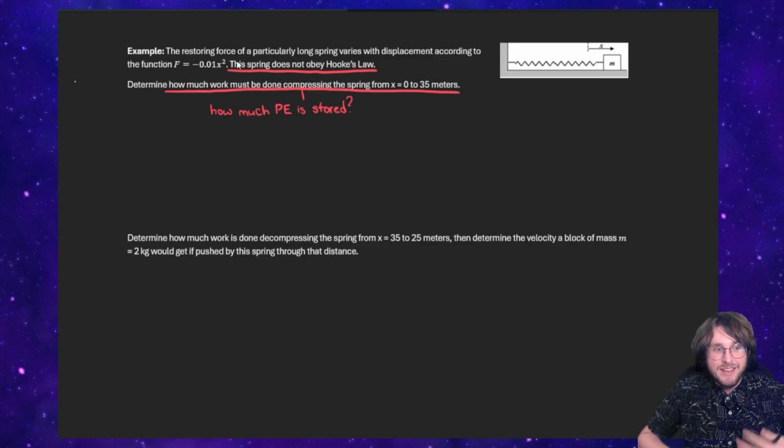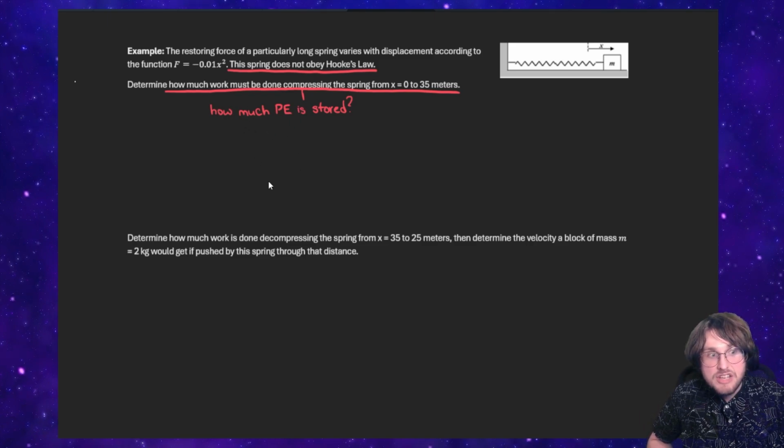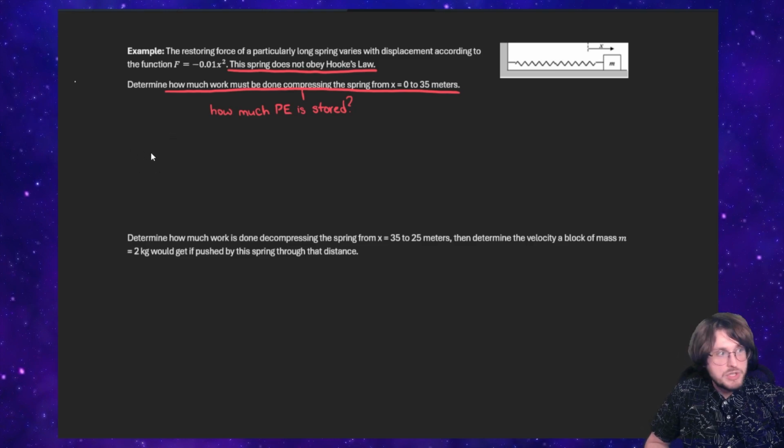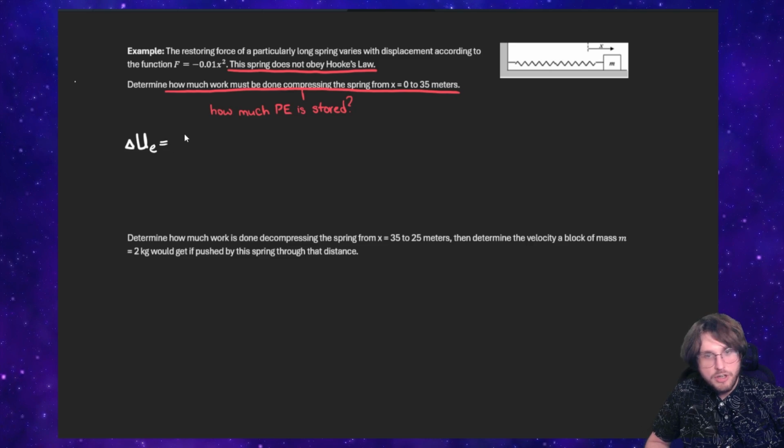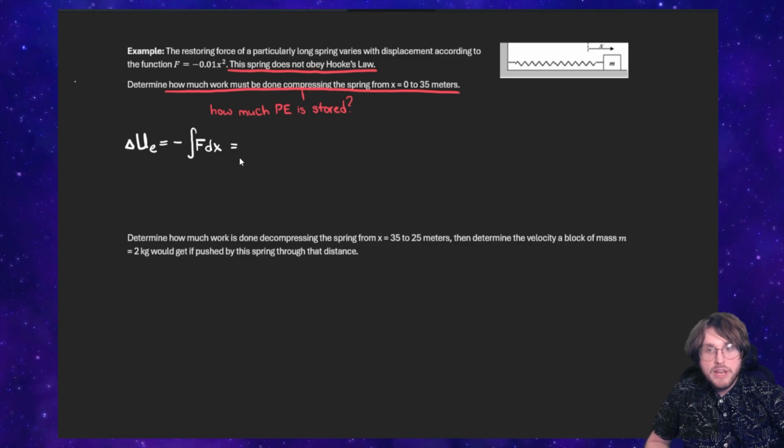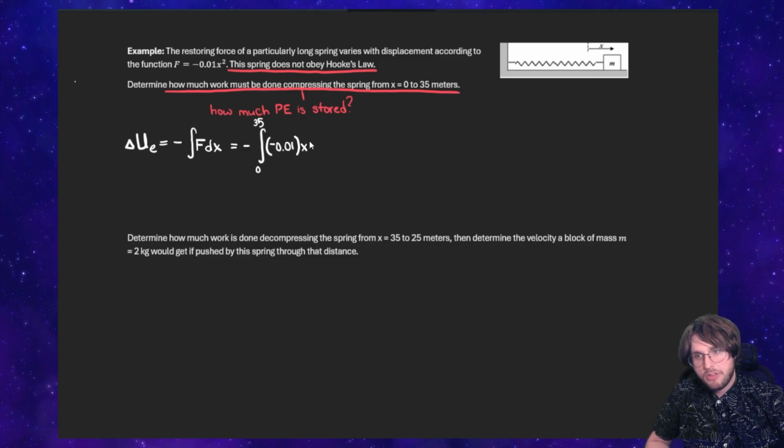But in a roundabout way, we could also just imagine we're trying to find the change in potential energy of this spring. In that vein, we're going to start with the change in potential energy formula, which is delta U, and it's elastic potential here. And that's going to equal the negative integral of the force we're given with respect to dx. Now, plugging some stuff in here, we're going to keep that negative sign out front, but we are going to add the bounds to our integral. So we're integrating from 0 to 35 meters. And then the function we're plugging in here is negative 0.01 times x squared dx.